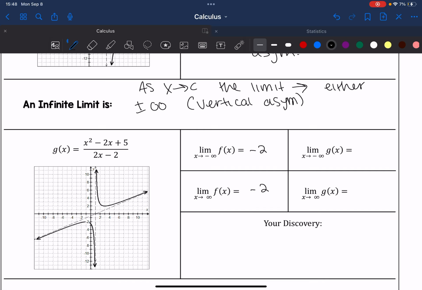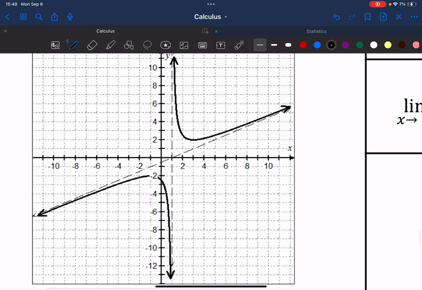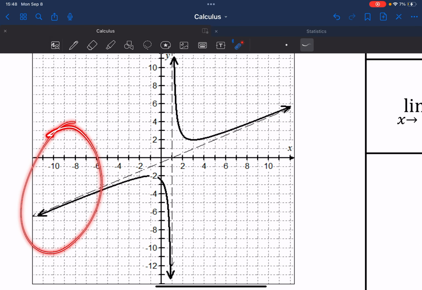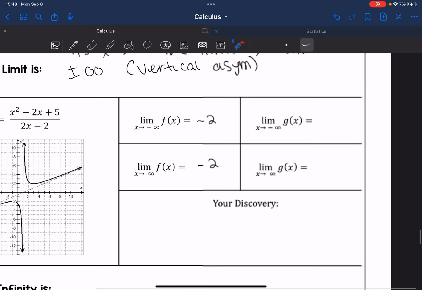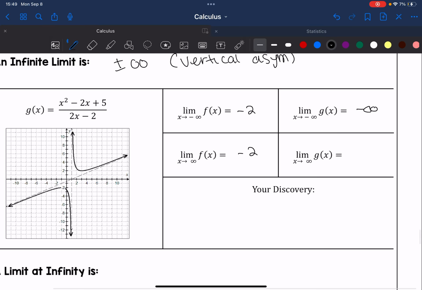Now looking at g of x, this one here, looking at the left and the right, as we approach positive and negative infinity, notice that as x is approaching negative infinity, the function is approaching negative infinity, and as x is approaching positive infinity, the function is approaching positive infinity. You'll also notice that around those points, we see a slant asymptote. So in this part, we see a horizontal asymptote. In this part, we see a slant asymptote.